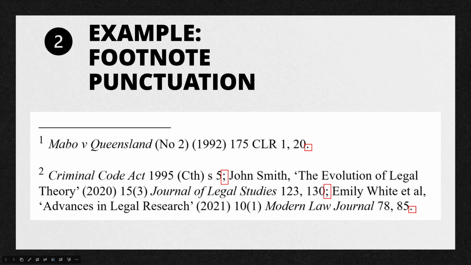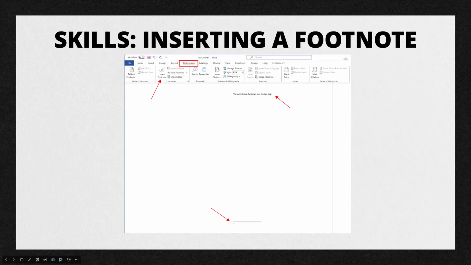So the example of that footnote punctuation there, at the end of footnote number 1, we obviously have a full stop. You can see that's also at the end of footnote number 2. And you can see in footnote number 2, multiple pieces of information have been cited. So it looks like there's a piece of legislation there, semicolon, a journal article, semicolon, another journal article, and then a full stop.